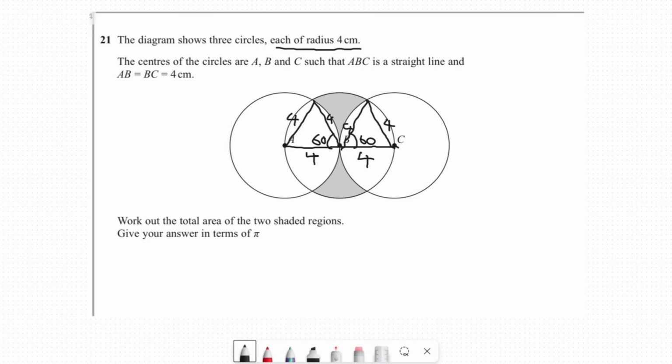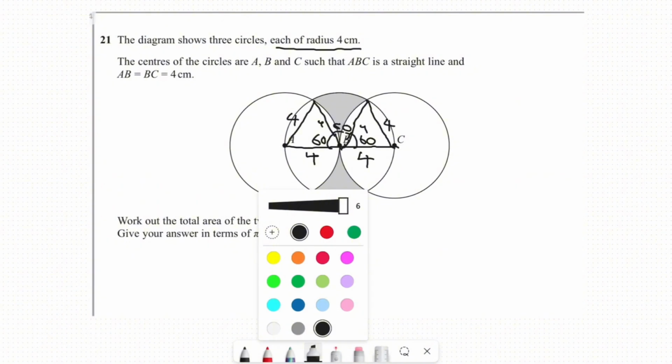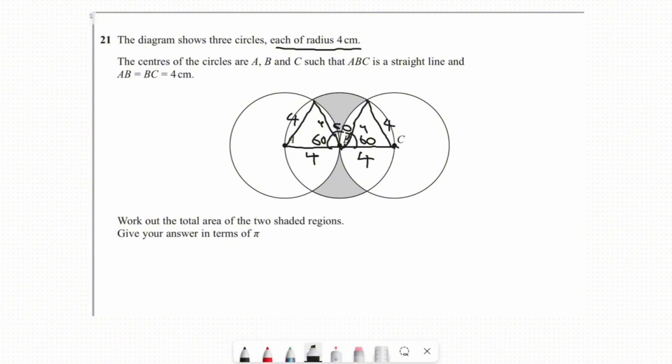Which means this angle here will also be 60. Okay, then what can we do? Well, I don't know if you've noticed, but we have a sector. And the sector is composed of the shaded grey area and these little white segments. So first of all, we can find out the area of the sector. And the way that we can do this is through theta over 360 times pi r squared.